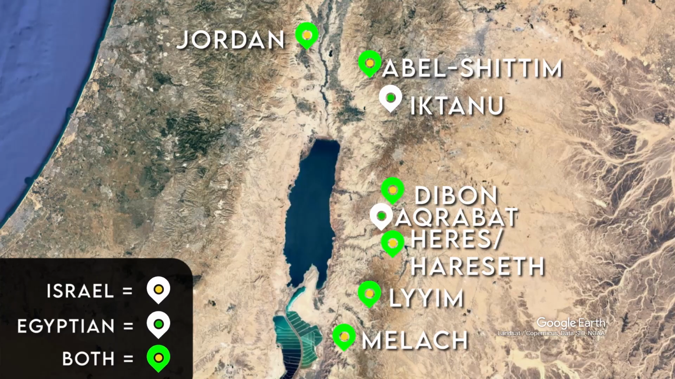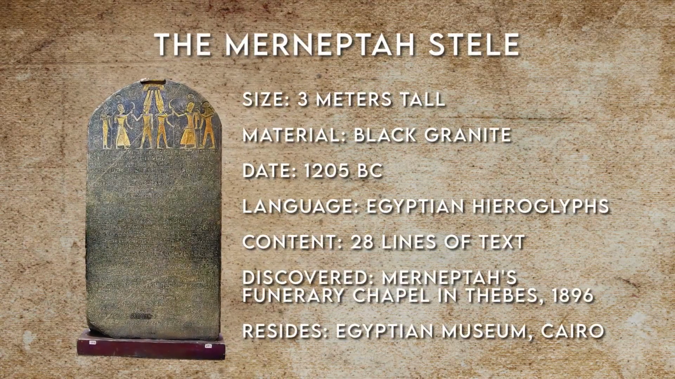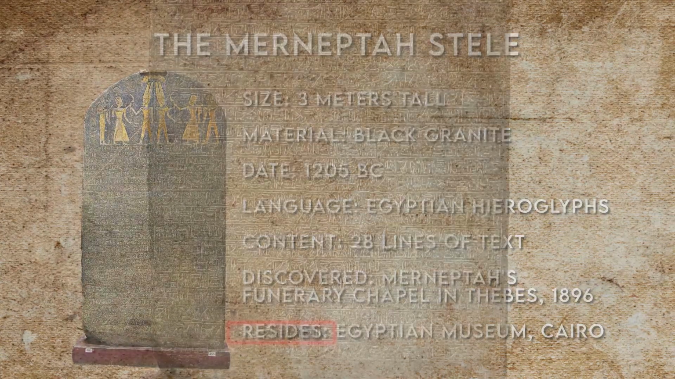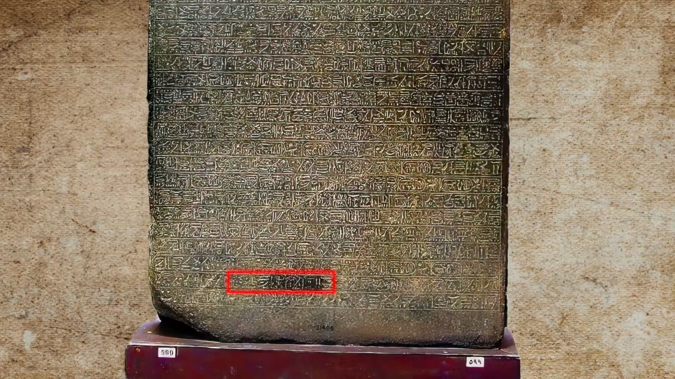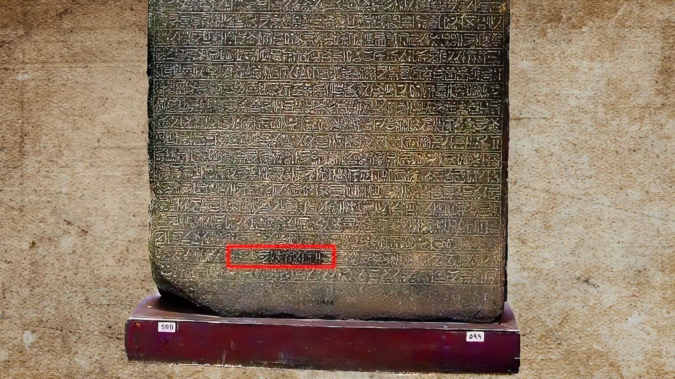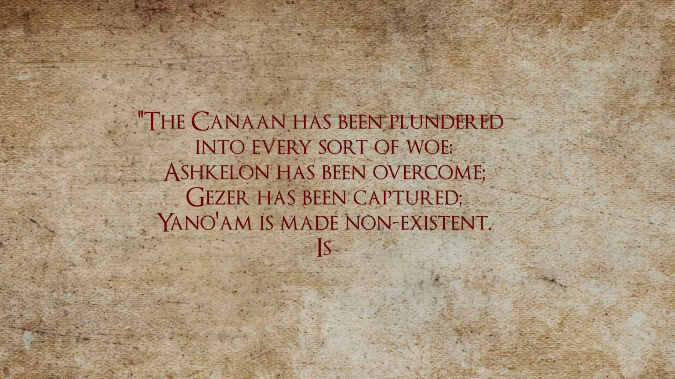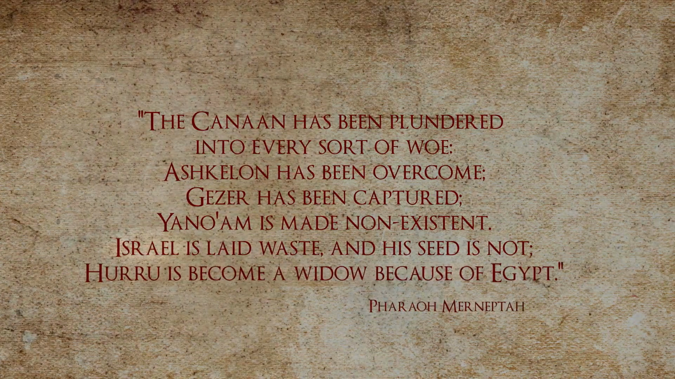Now let's follow this line of evidence a couple of steps further. First, we have the famous Merneptah stela, discovered in Thebes in 1896 by Sir Flinders Petrie, and now in the Egyptian Museum in Cairo. On his stela, Pharaoh Merneptah, who reigned from 1213 to 1203, mentions Israel by name. He claims a crushing military victory over them in his campaign into Canaan or Palestine, saying, "The Canaan has been plundered on every sort of woe, Ascalon has been overcome, Gezer has been captured, Yanoam is made non-existent, Israel is laid waste and his seed is not, Huru has become a widow because of Egypt."